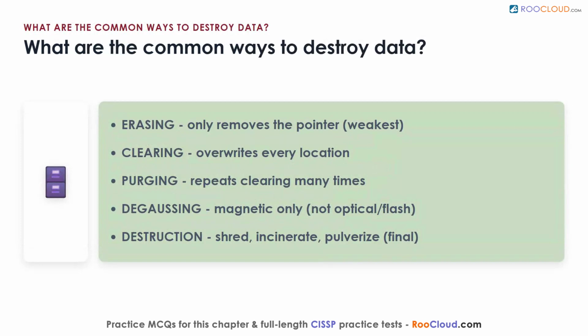What are the common ways to destroy data? They form a ladder from weak to absolute. Erasing is the weakest, since it only removes the pointer. Clearing overwrites every location so ordinary tools cannot recover it. Purging repeats that process many times for a stronger guarantee, though the most sensitive data can still resist it. Degaussing wipes magnetic tapes and drives, but it leaves optical disks and flash storage untouched. Destruction is the final word: shredding, incinerating, or pulverizing the media so nothing can be pulled back.